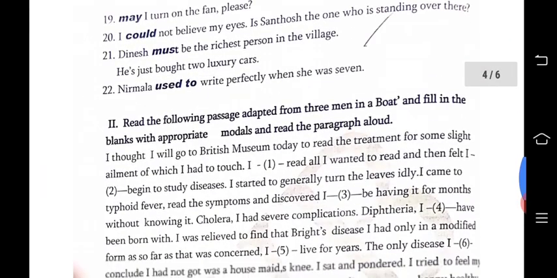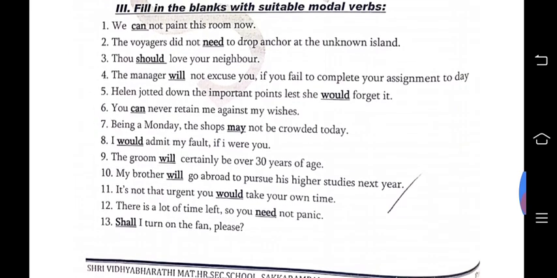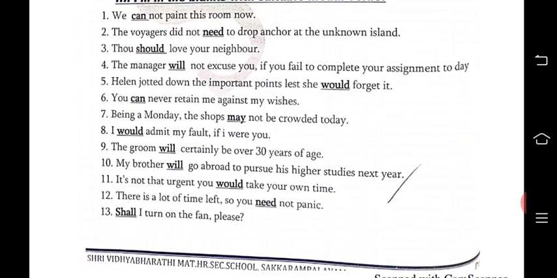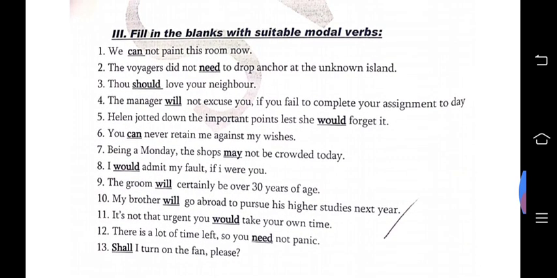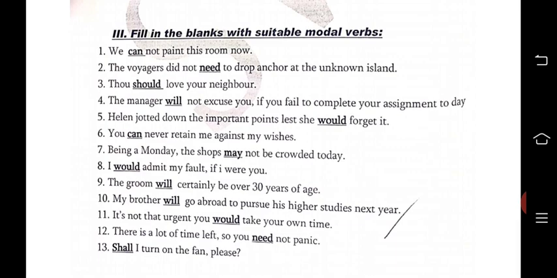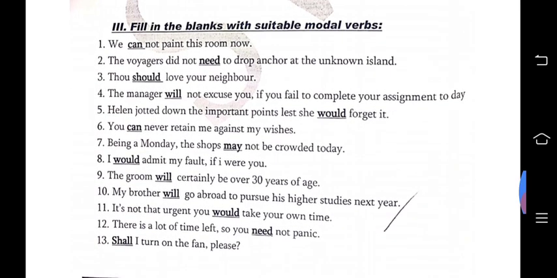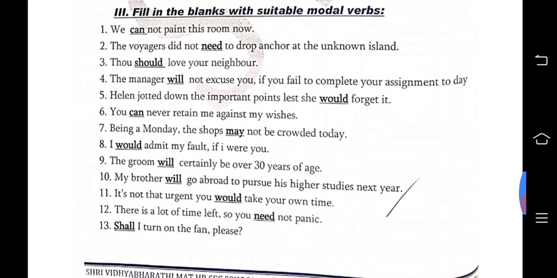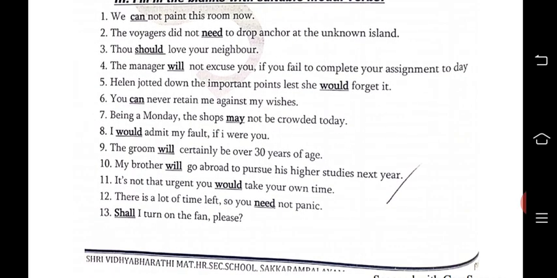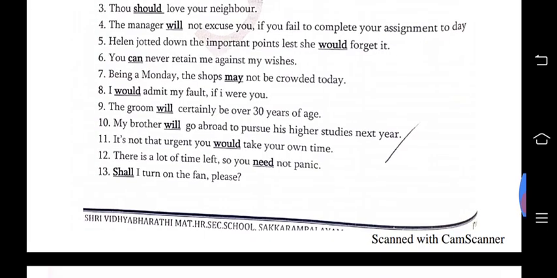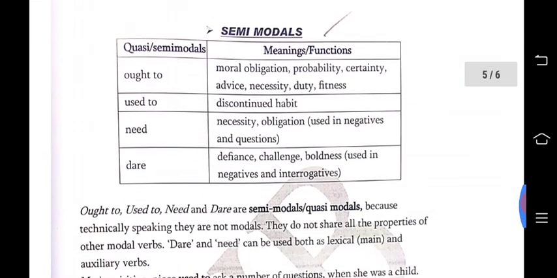Okay, recall that they say: You can never retain me against my wishes, it is impossible. Being a Monday, the shops may not be crowded today. It may not be crowded, they are saying it is a possibility. I would admit my fault. The groom will certainly... My brother will go abroad, it's not that urgent. You would take your own time, there's a lot of time left, you need not panic. Shall I turn on the fan please?